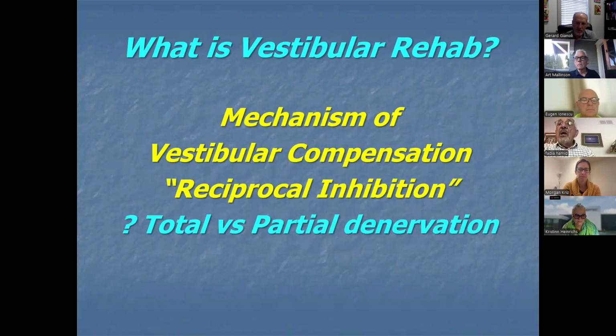And mechanisms of vestibular compensation, we can discuss it in different ways, but the critical component really is the reciprocal inhibition between the two vestibular nuclei at the brainstem due to asymmetric input from the peripheral system. And it's an important question: are we dealing with a total versus partial denervation? Next slide, please.